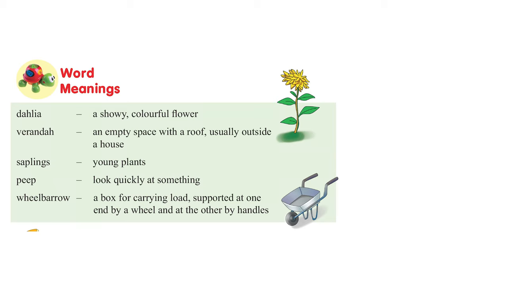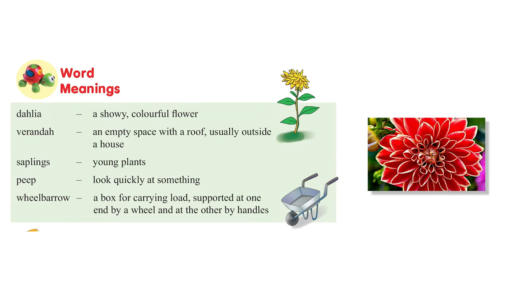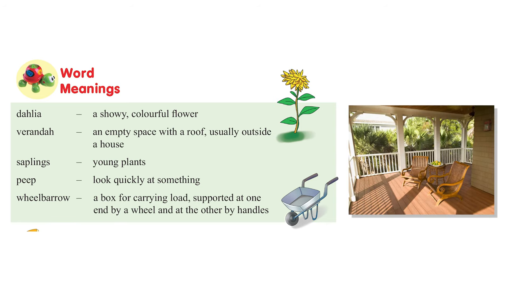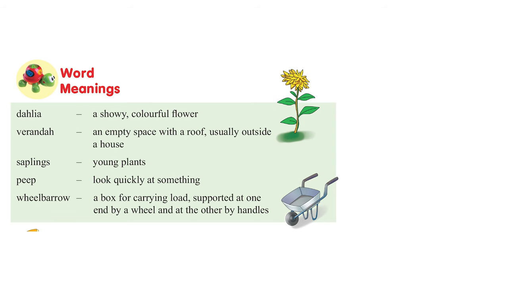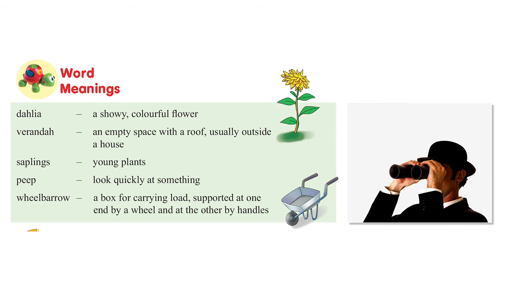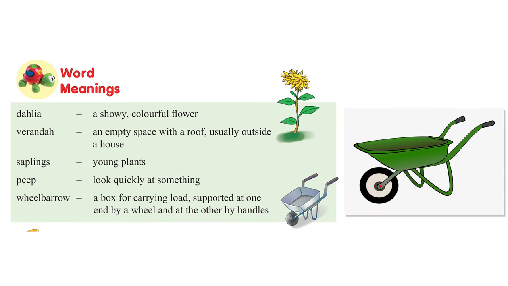Let's look at their meaning. The first one, dahlia, is a showy, colorful flower. Next is veranda, an empty space with a roof, usually outside a house. Saplings are young plants. Peep is to look quickly at something. Wheelbarrow is a box for carrying load, supported at one end by a wheel and at the other by handles.